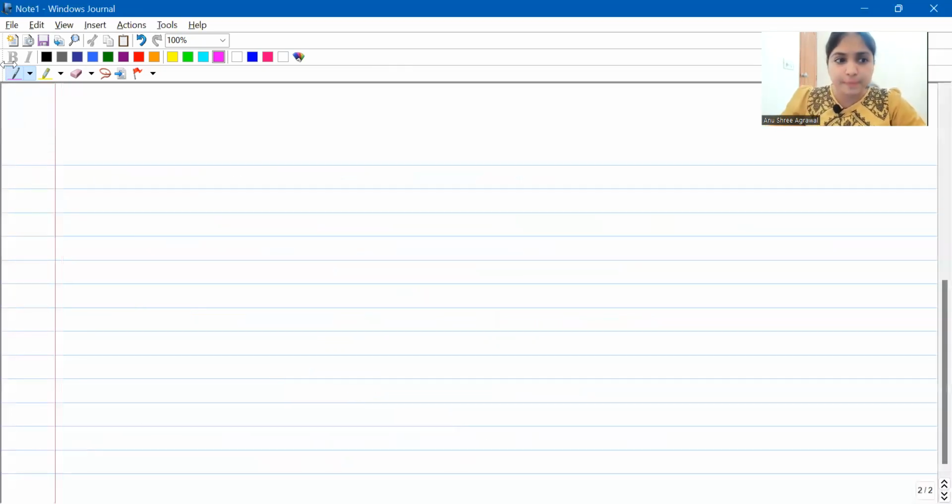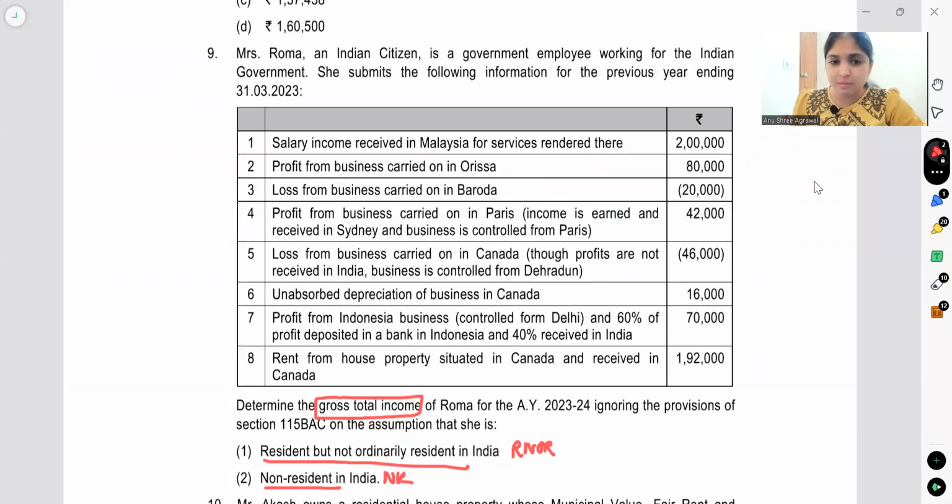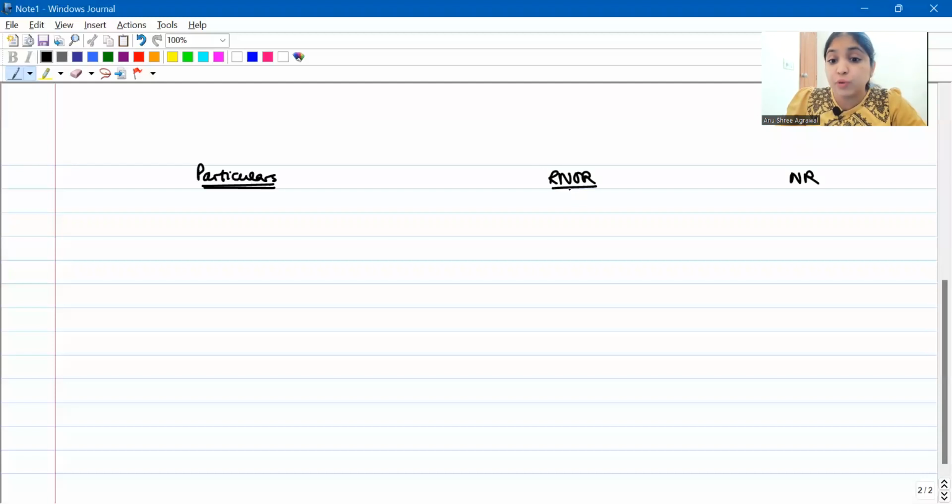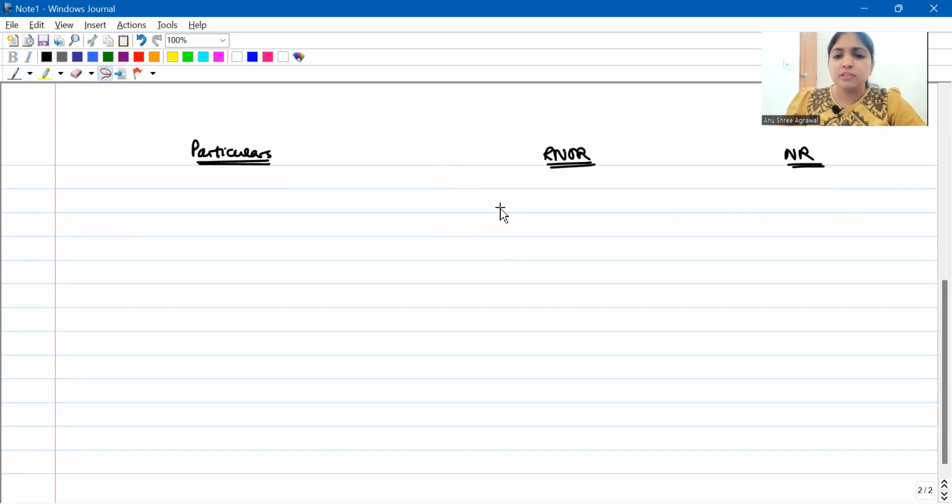Now let us begin solving. So we'll have a 3-columnar table. We'll have one broad column for particulars, one column for RNOR, and one column for NR. Now, they're asking us to find the gross total income of the assessee. First of all, we will have to inform the examiner that for RNOR, what kind of incomes are taxable, and for NR, what kind of incomes are taxable. So you can simply make a note here itself, or you can also give a separate working note for that. All right. So let us say I make a note of that over here itself.